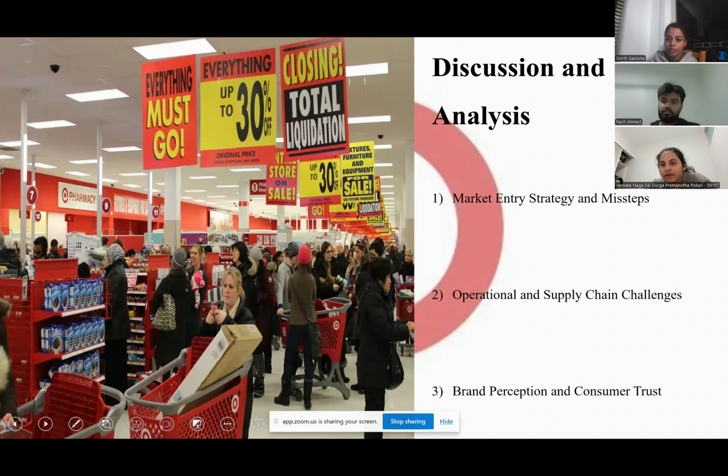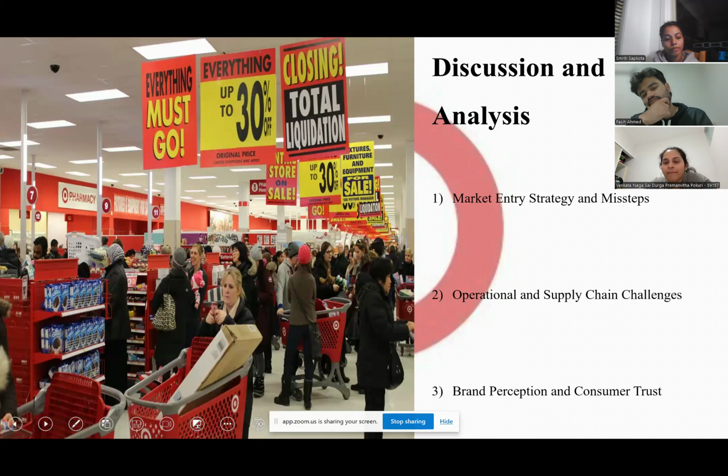When it comes to operational and supply chain challenges, an essential factor behind Target's fall was its bad supply chain management. Instead of adapting existing systems, Target tried implementing new distribution channels to attract customers, which was almost entirely unsuccessful. Inventory mismatches plagued everything. Opening more than 100 stores in such a short span put huge pressure on Target.